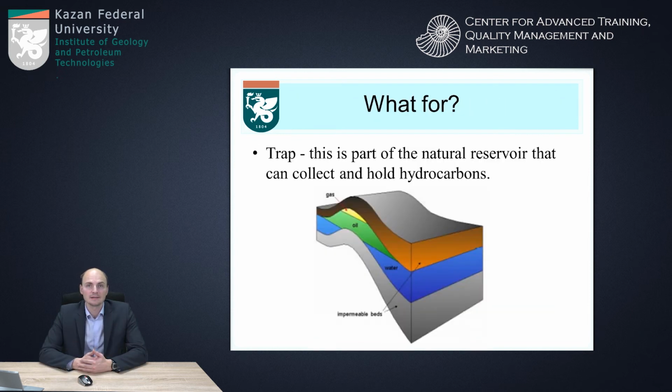What do we need seismic interpretation for? In our case, in the oil and gas industry, we are looking for a reservoir which contains oil. That means we are looking for the oil trap. And a trap is a part of the natural reservoir that can collect and hold hydrocarbons.